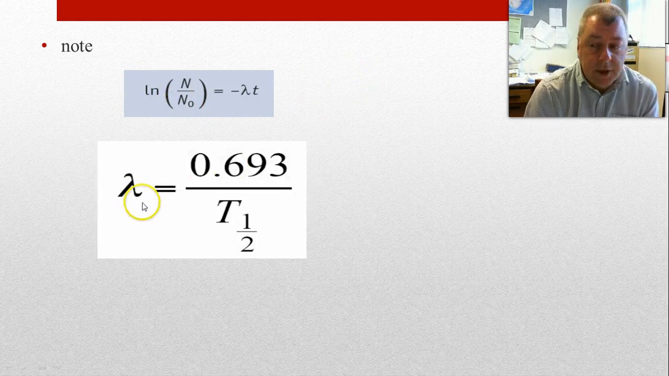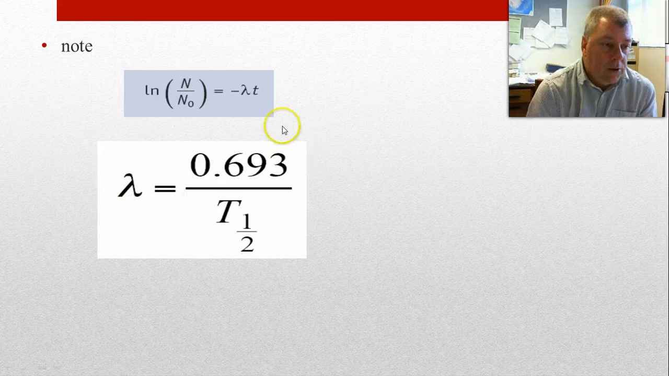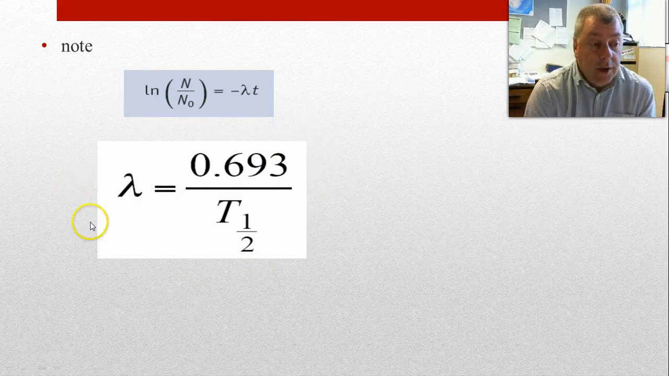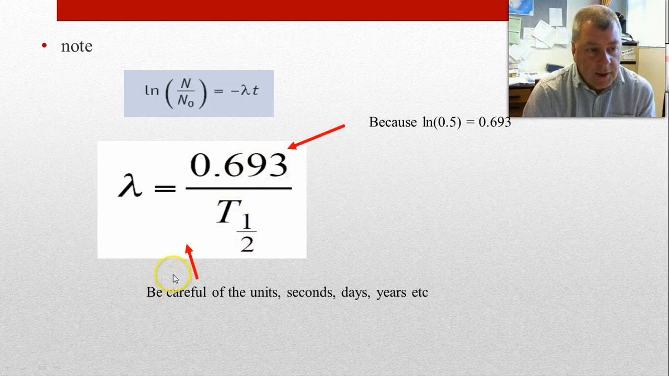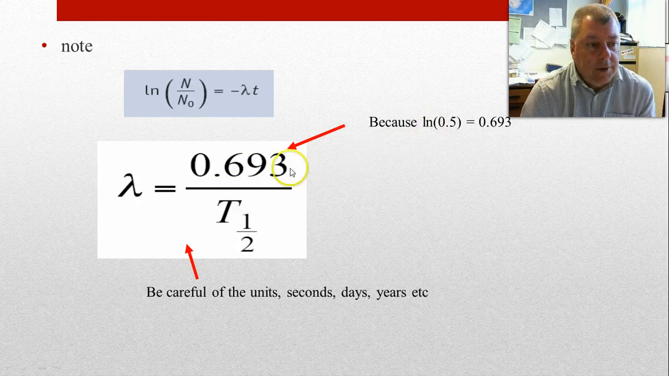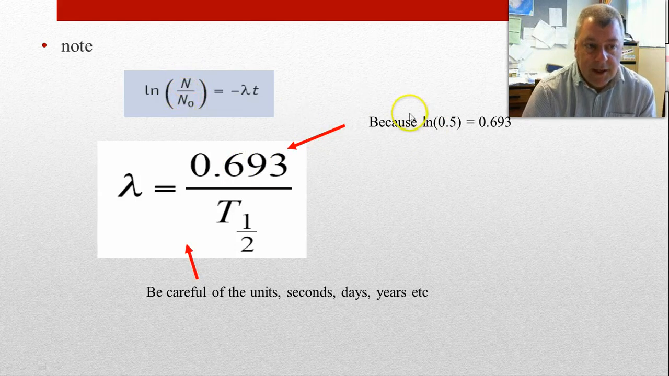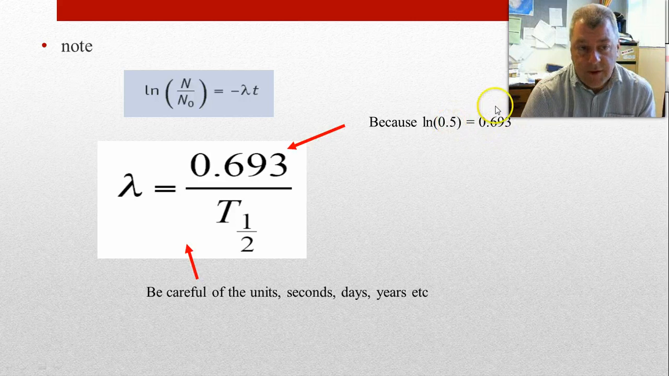Now if we bring this in, we are also given this equation on your information sheet. So we're actually given quite a lot, and we're given that the decay constant is equal to 0.693 divided by the half-life. This is because, remember, the half-life is when the activity would be halved, or the number of atoms would be halved, and so if you took the natural log of 0.5, that's where that value comes from, the 0.693.